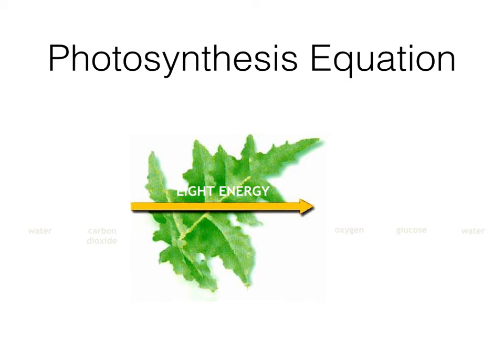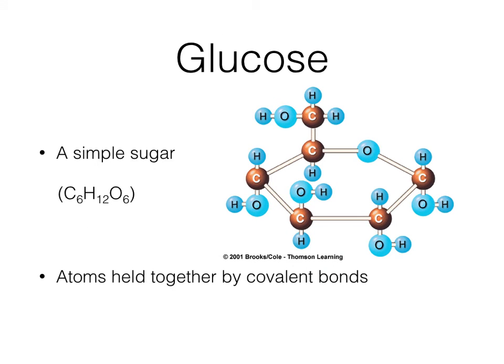It's a little tougher to read here because of the color, but this is the equation showing water plus CO2 yields oxygen and glucose. Okay, and then here is a glucose molecule. It's a simple sugar. It's held together by covalent bonds. Covalent bonding holds it together.